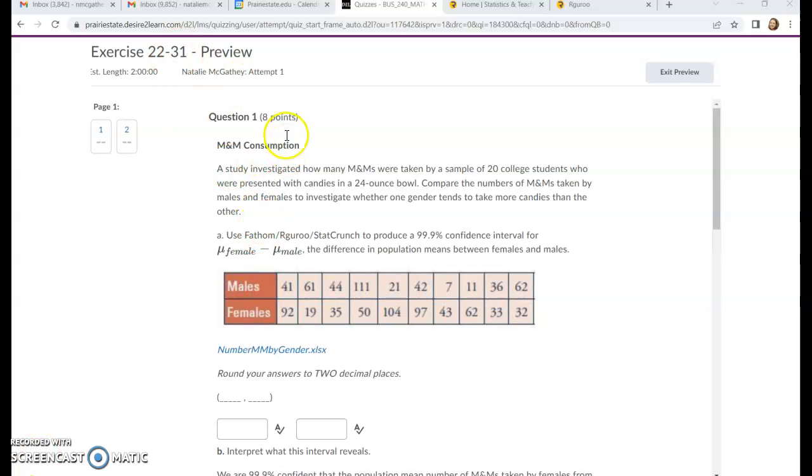In exercise 2231, we want to take a look at some data from two populations again. And here we're looking at the raw data. We're going to want to download this number MM by gender Excel file.